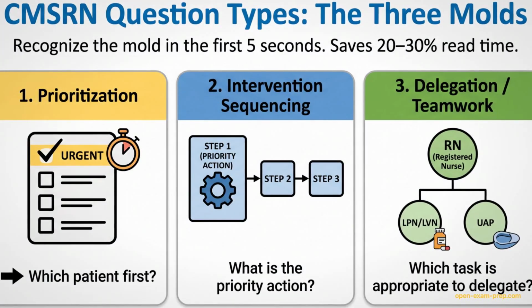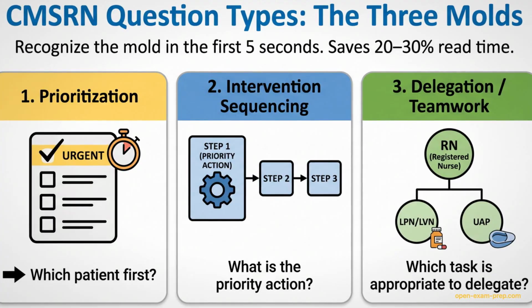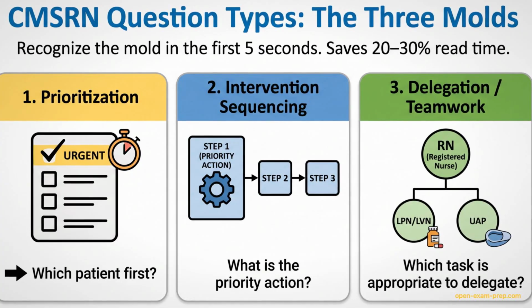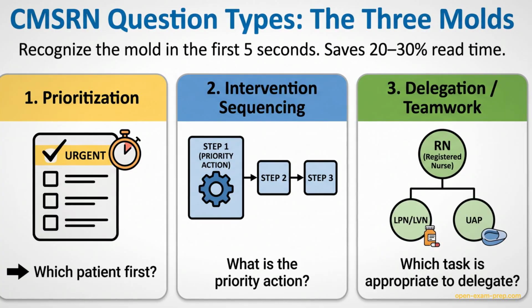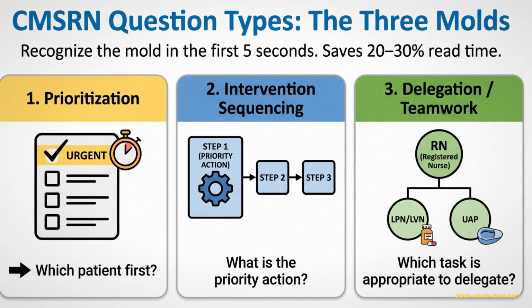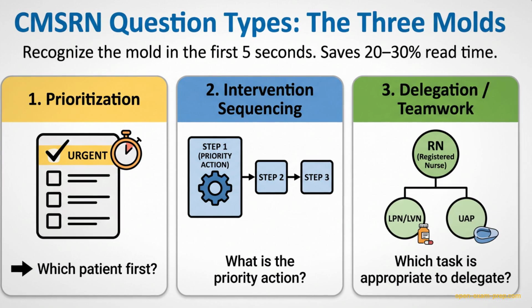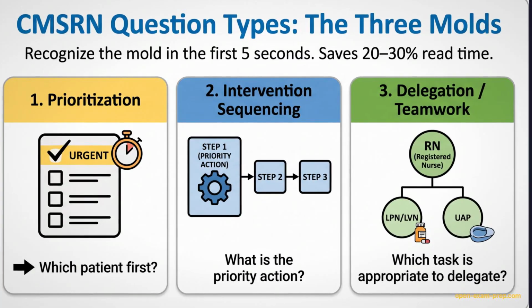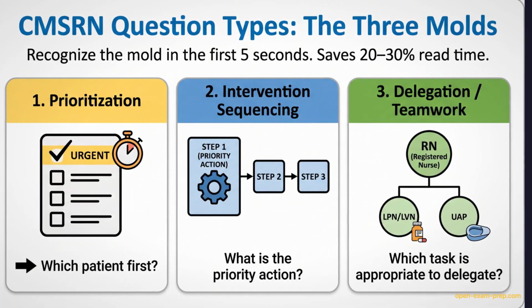Nearly every scored item on the CMSRN exam fits into one of 3 patterns. Recognizing these patterns saves valuable time and sharpens your focus. The first is prioritization, which asks, which patient should you assess first? The second is intervention sequencing, asking, what is the priority action for this single patient? The third is delegation, which tests your ability to assign the right task to the right team member. Mastering these 3 frameworks is the key to navigating the exam efficiently and safely.